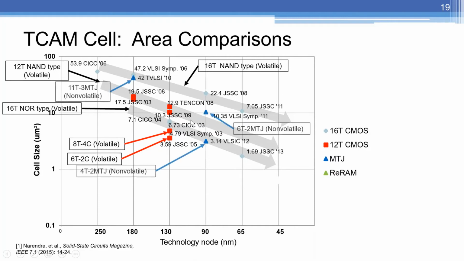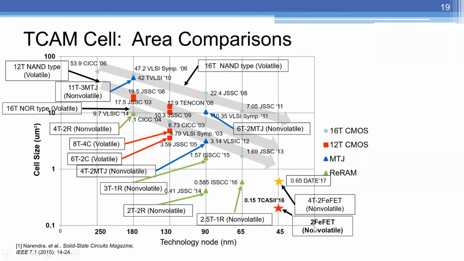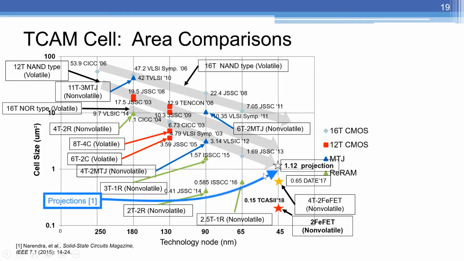For the non-volatile memory based TCAM designs, it includes the MTJ and ReRAM based TCAM cells. The first FeFET-based TCAM design we proposed in 2016 is around 0.65 micrometer square. For this ultra compact two-FeFET TCAM design, we can achieve 0.15 micrometer square. Compared with the projected conventional CMOS TCAM design, we can achieve around 87% less area overhead in terms of cell size compared with the CMOS.